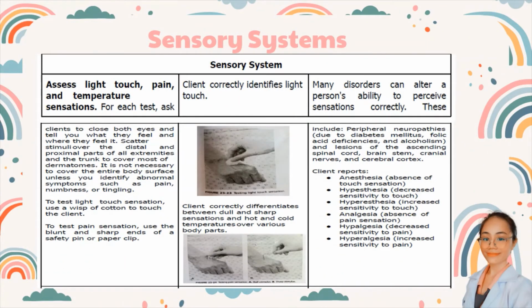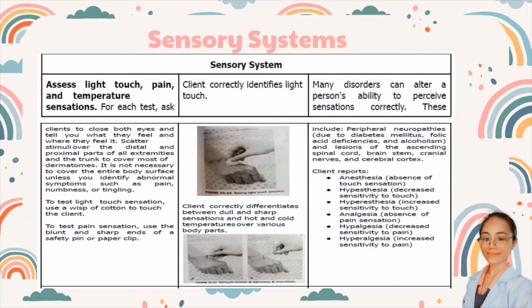Next, we have the sensory system. We have to assess the light touch, pain, and temperature sensation of our client. For each test, we have to ask the client to close both eyes and tell you what they feel and where they feel it. Scatter the stimuli over the distal and proximal parts of all the extremities and the trunk to cover most of the dermatomes. It is not necessary to cover the entire body surface unless you identify abnormal symptoms such as pain, numbness, or tingling.